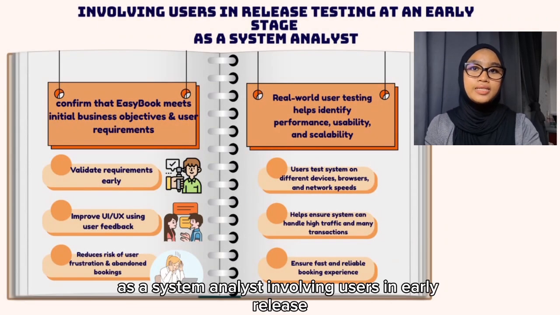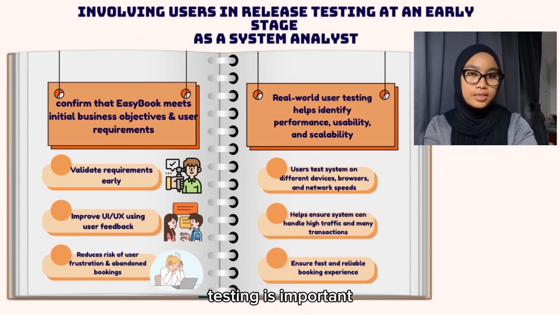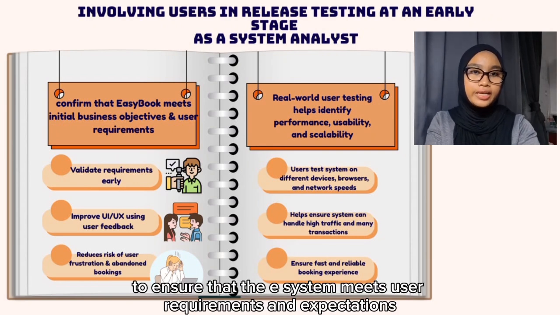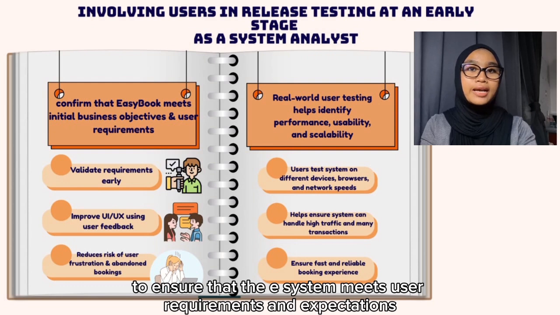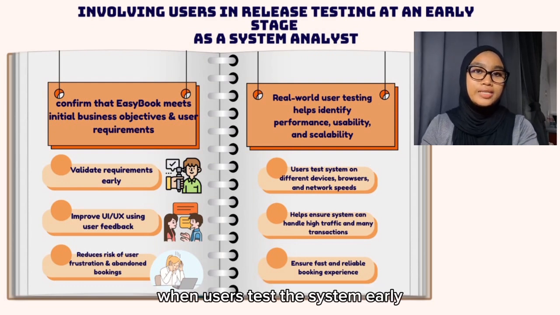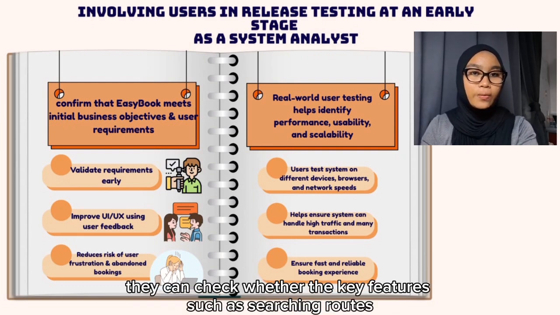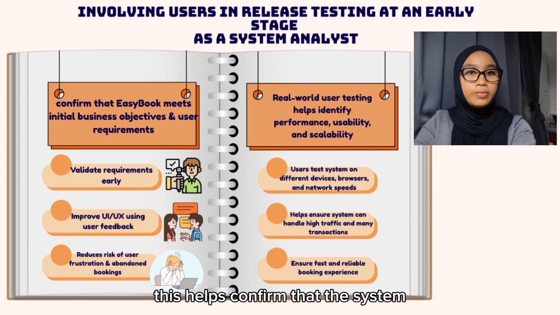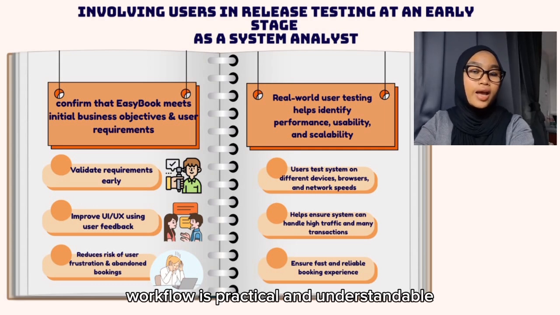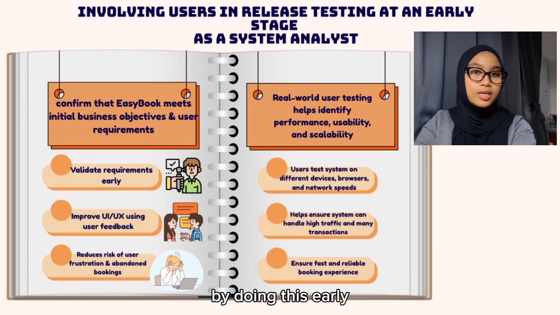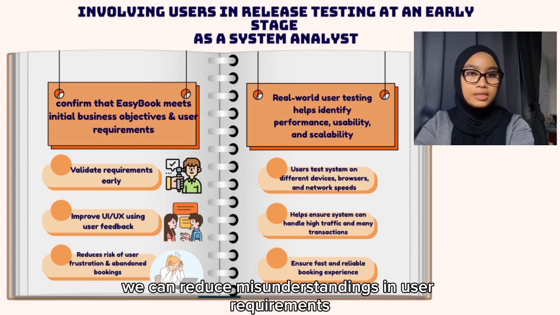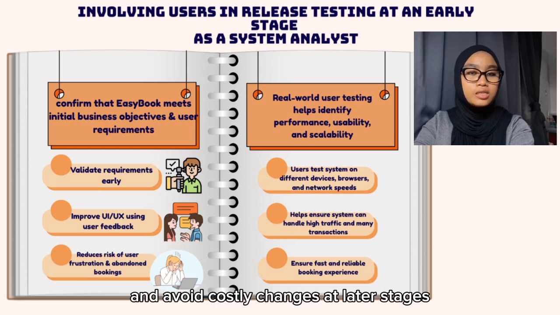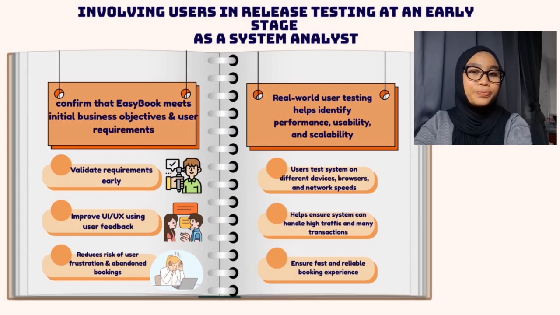As a system analyst, involving users in early release testing is important to ensure that the Easybook system meets user requirements and expectations. When users test the system early, they can check whether the key features such as searching routes, selecting seats, and booking tickets are clear and easy to use. This helps confirm that the system workflow is practical and understandable. By doing this early, we can reduce misunderstandings in user requirements and avoid costly changes at later stages.